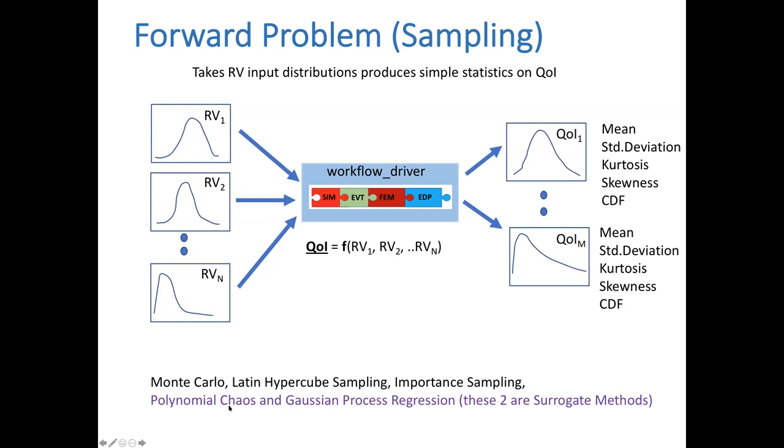Or we have two other options available: polynomial chaos and Gaussian process regression. These two are surrogate methods, so if your simulation takes an awful lot of time, you can run fewer simulations using these surrogate approaches.